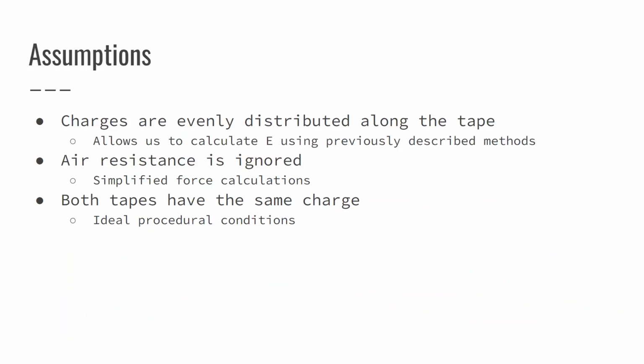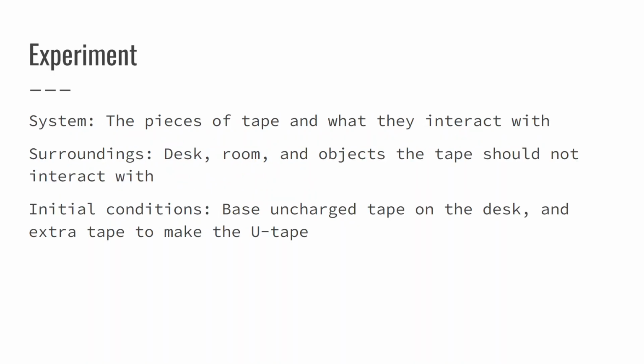Now, in order to do this lab, we do need to make some assumptions. The first is that the charges are evenly distributed along the tape. This will allow us to calculate E using the distributed method. We also have to assume air resistance is ignored, to simplify our force calculations so that the only things acting in the y components are the electric force and the gravitational force. And finally, we need to assume that both tapes have the same charge, so that we can calculate the electric field.